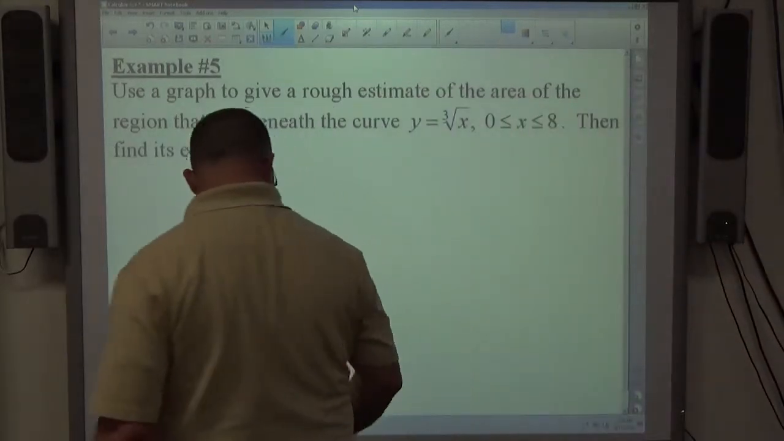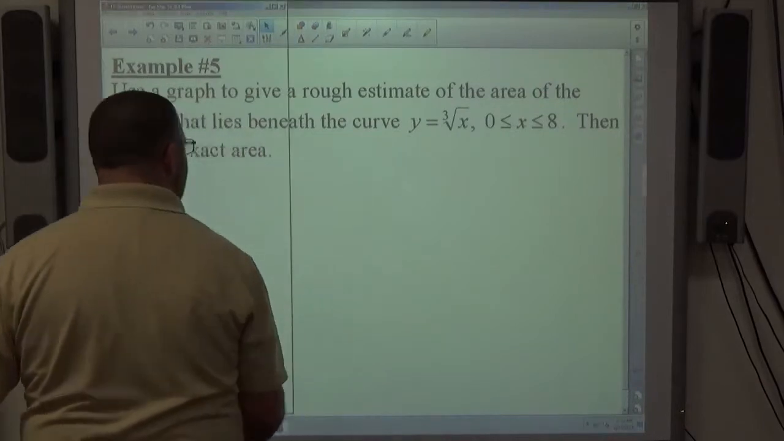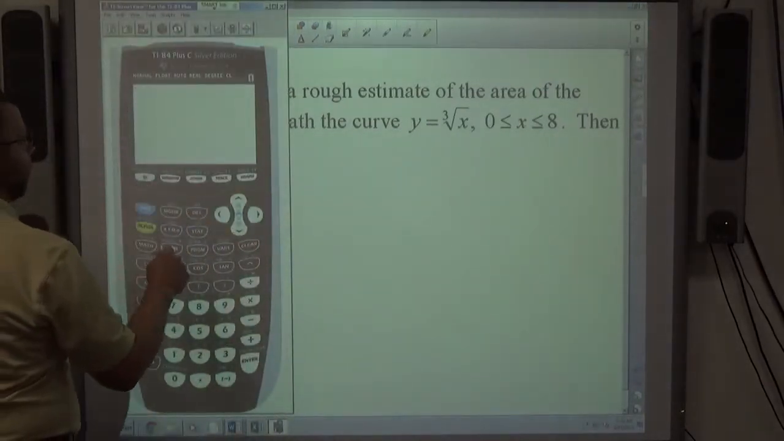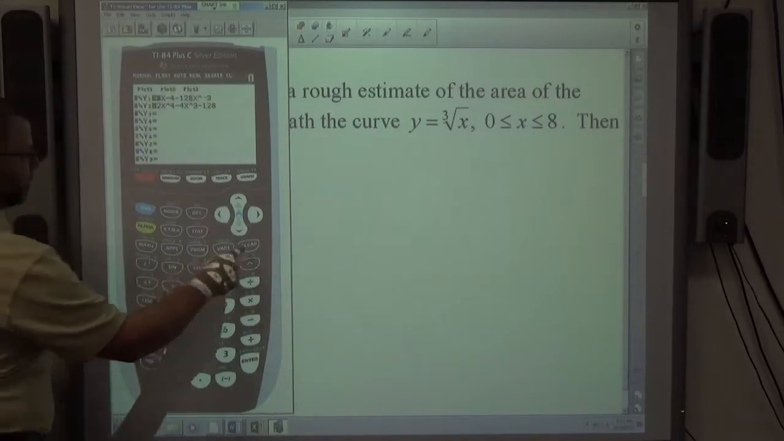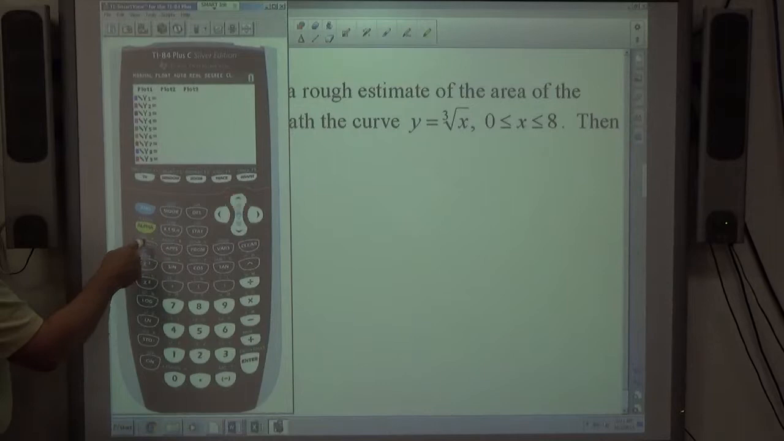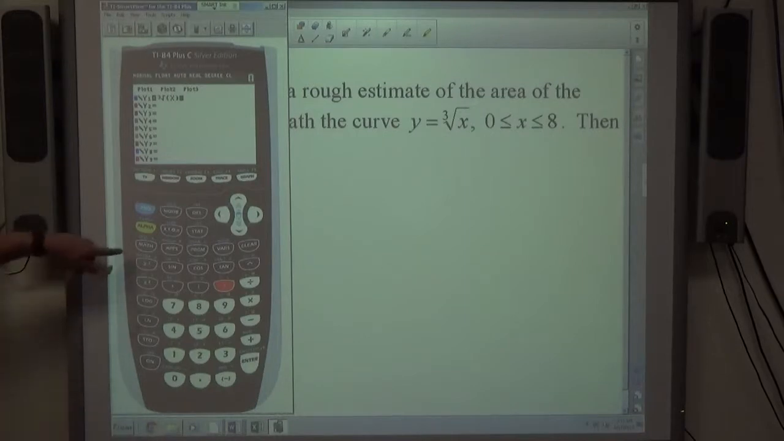So if I get my calculator out, there we go, and type in my equation, the cube root of x. The cube root button is in the math menu, number 4, and then x, that's how you enter that. So hit math, and then 4, give it the cube root up there. And we just want to evaluate it from 0 to 8.